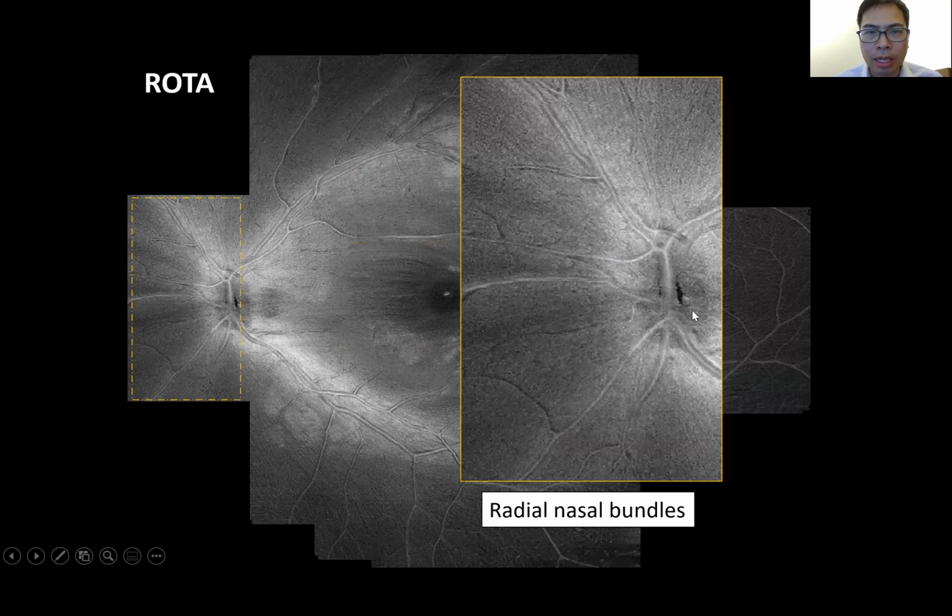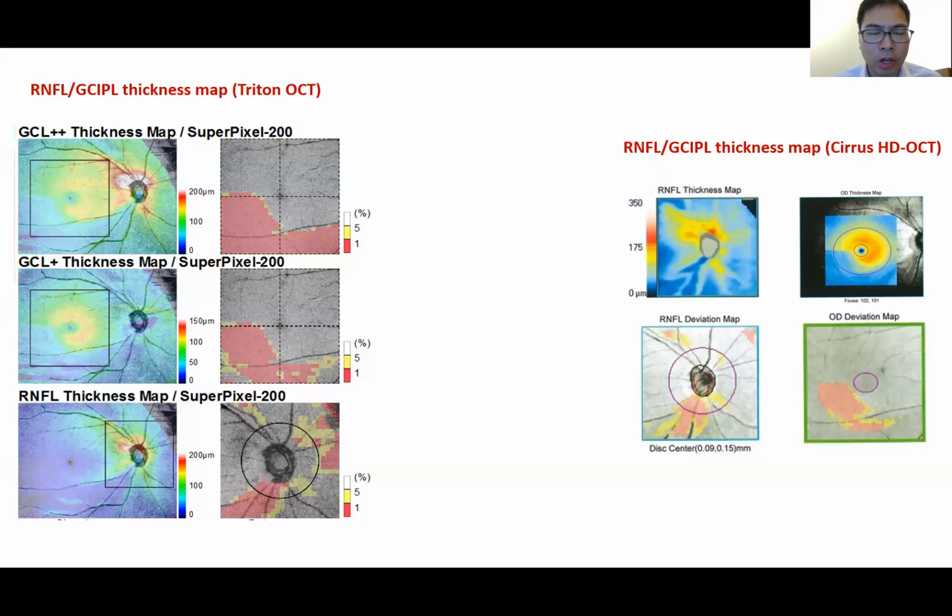The nasal side, or the radial nasal bundles, are generally not well seen in fundus photography or in conventional OCT analysis. But with ROTOR, we can capture these signals. We can capture the axonal fiber bundles. We can capture the striation of these axonal fiber bundles even over the nasal side. So it's a powerful technique to show where the nerve fiber layer abnormalities are.